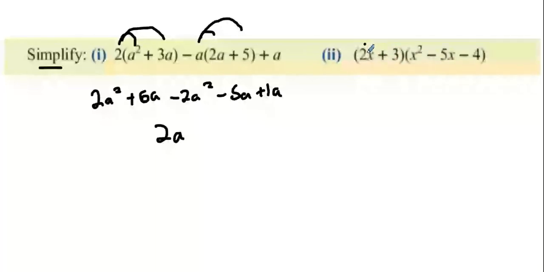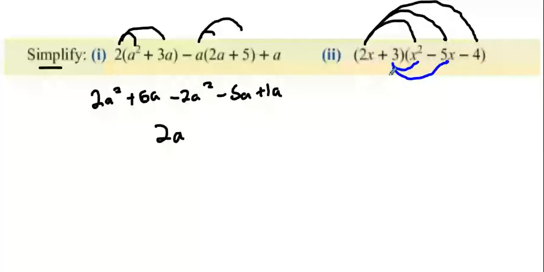Next one, we're going to multiply out two brackets. So you multiply the 2x by the second bracket, and you get your 3 black lines, and then you multiply the 3 by the brackets after that, like so. And let's figure out what we get.